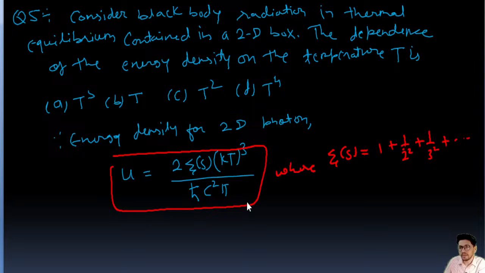So energy density U is proportional to T cube, and the others are constants. You can note this down as well: the energy density is proportional to T cube if black body radiation is in the 2D box. So these two you need to note down, and T cube is the answer. So option A is the correct one.